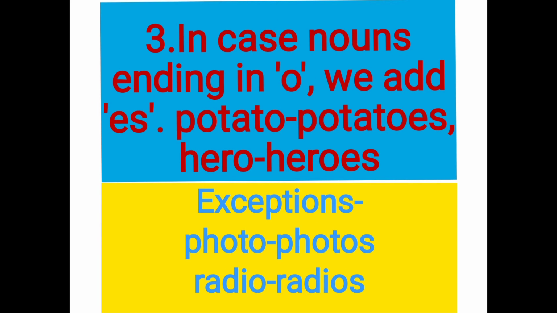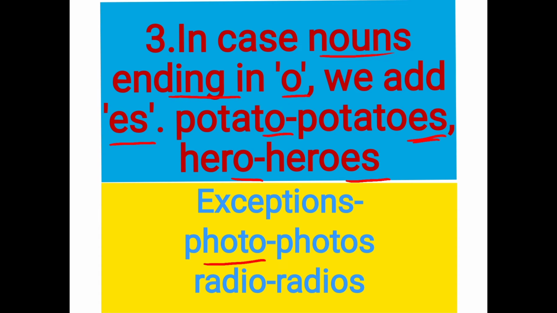Let us understand rule number 3. In case nouns end in o, we add es. Example, potato. The noun potato is ending with o. So according to the rule, we are adding es to make it plural. Hero, heroes. But dear students, there are some exceptions. These nouns are not following the rule.